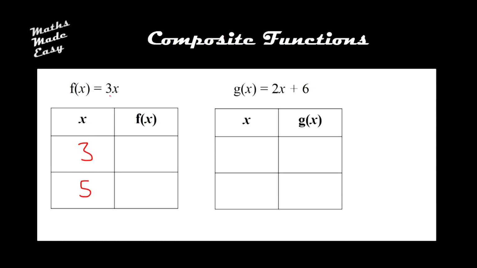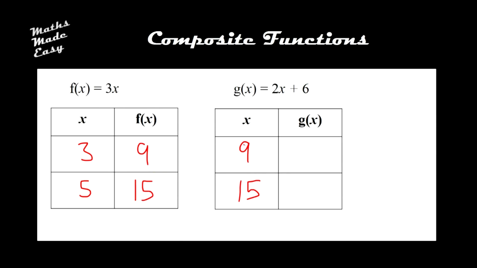So if x was 3, 3x would be 3 lots of 3, which is 9, and 5 lots of 3, 15. Now let's imagine I take these values of f of x and I use those as my x values for my g of x. So these outputs become my new inputs. So let's use 9 and 15.